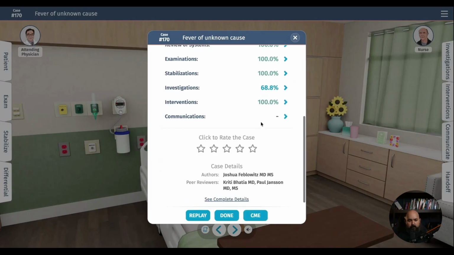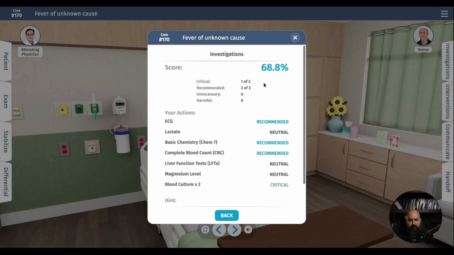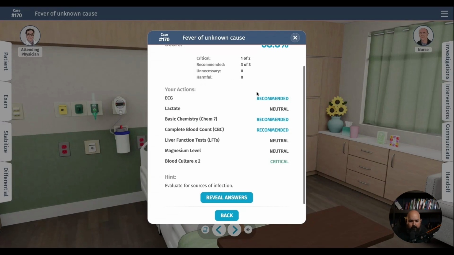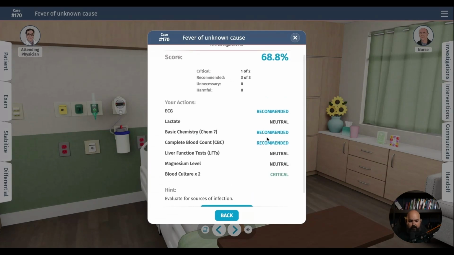So if you need to tiptoe your way through it a little bit, that's okay. So the one thing that we're short on are investigations. So ECG, we did, it says recommended, but we did one. BMP, we did. Critical 1 of 2. Oh, it's one we have missed. So recommended EKG, recommended Chem7, CBC, neutral on LFTs and MAG. Sure. Lactic, I wouldn't say that's neutral.